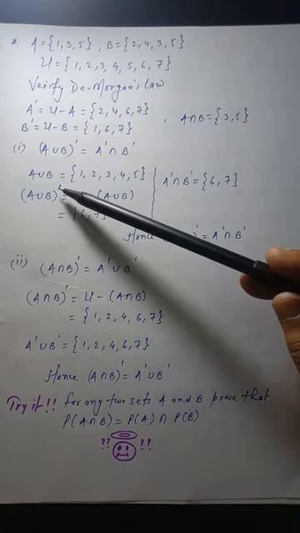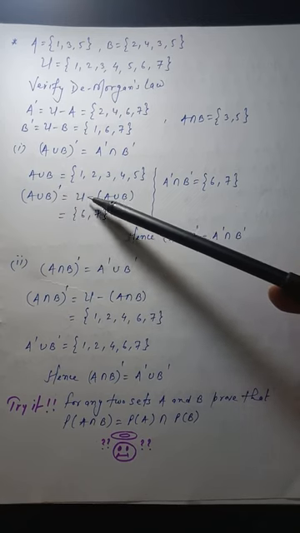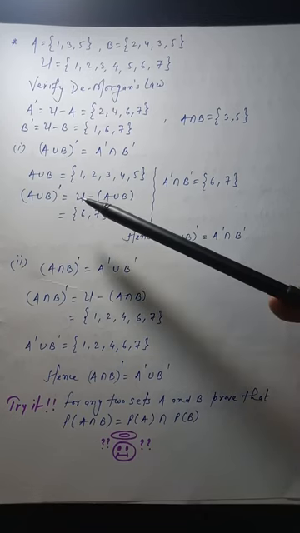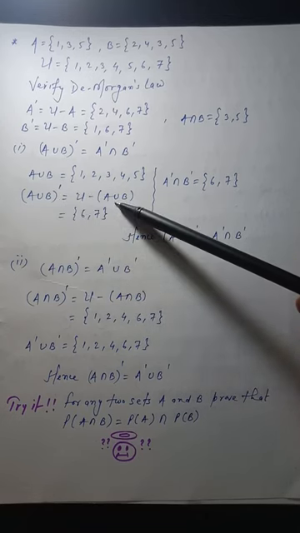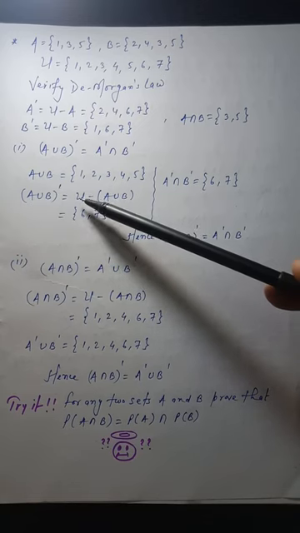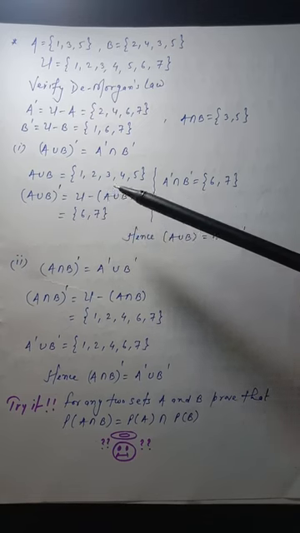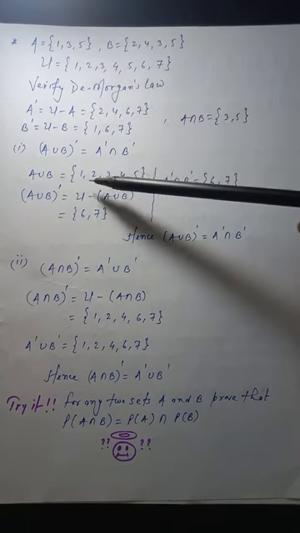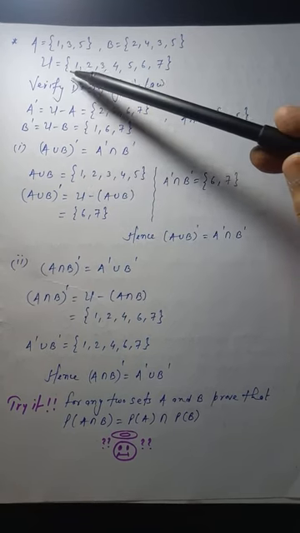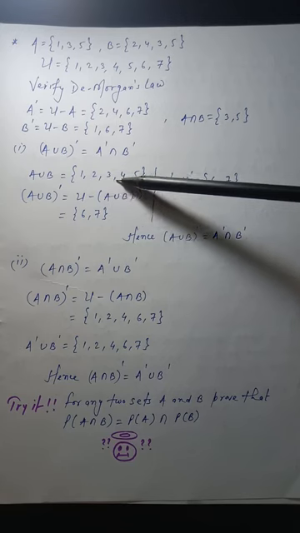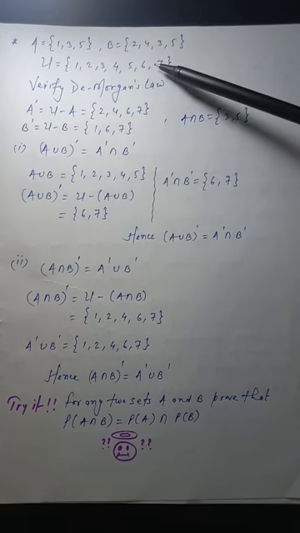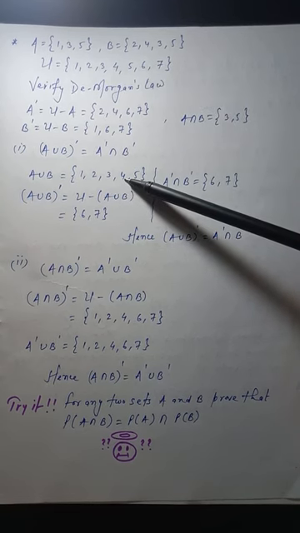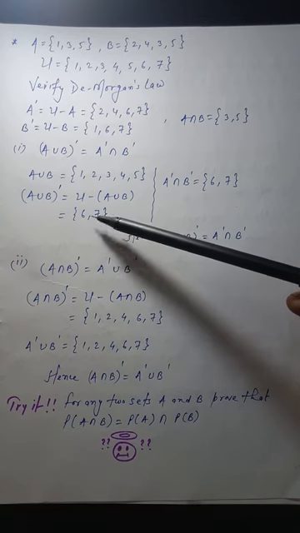So what will be (A union B) dash? Dash means U minus the same set, because if it is written A dash, it means U minus A. So for (A union B) dash, it is U minus (A union B). So it means take those elements which are present in U but not in A union B. So just check, 1, 2, 3, 4, 5 are already present. Both sets of elements are present, but 6, 7 are present in U and 6, 7 are not in A union B. So this (A union B) dash is {6, 7}.